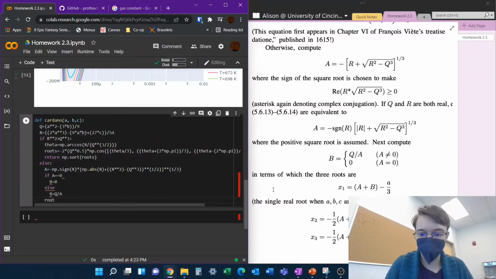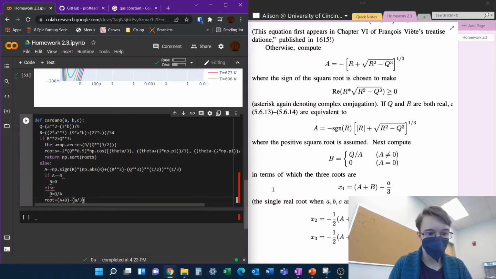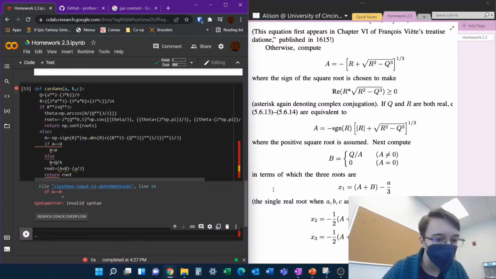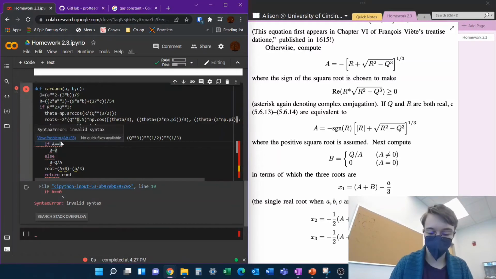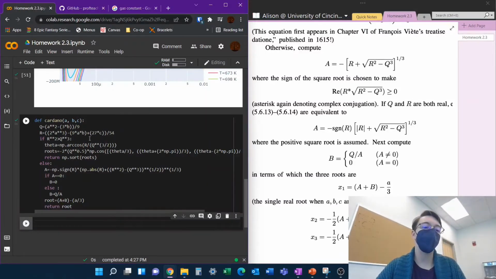So our root is equal to a plus b minus small a over 3. And then we're going to want to return this root. So return root. Alright. So that should be, oh, I forgot colon there. Also forgot that one. Alright, so we should be good now. So this is our code that's going to find the roots using the Cardano's formula.